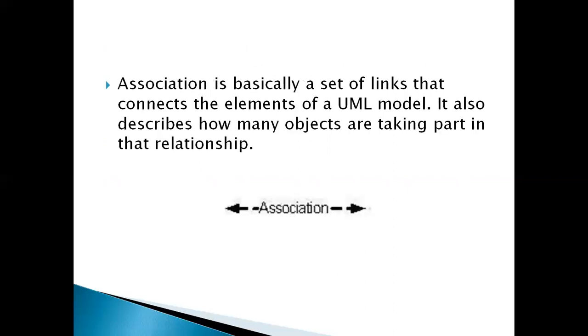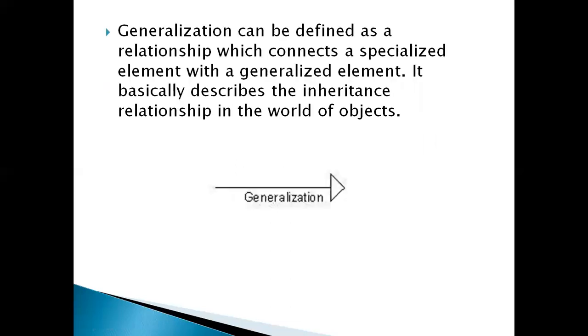What is association? Association is basically a set of links that connects the elements of UML. It also describes how many objects are taking part in that relationship. So this is the symbol of association: dashed lines with double side, filled arrow, or solid arrow.